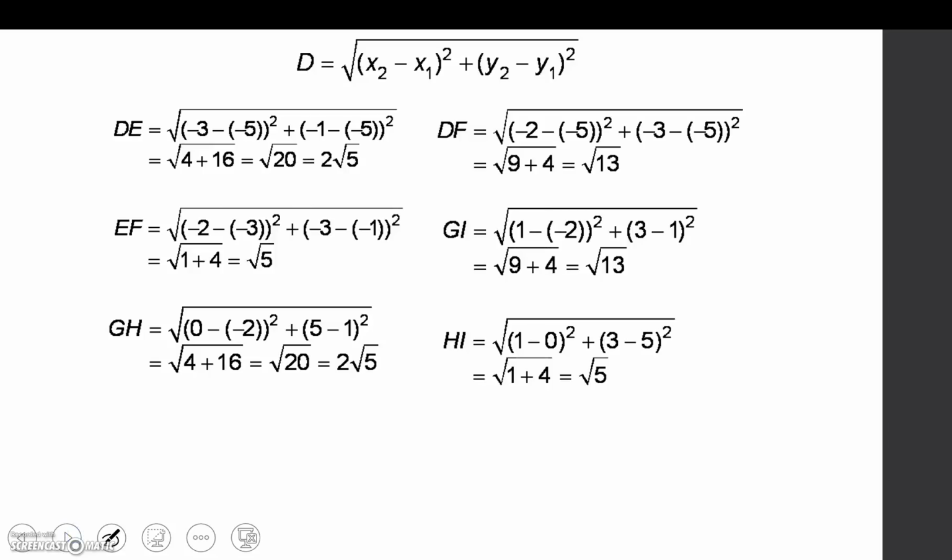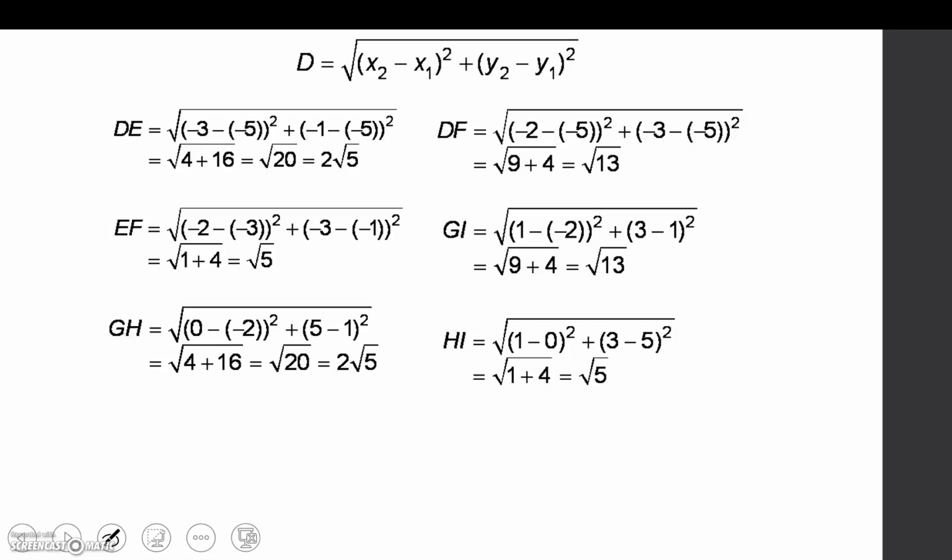So just to recall, the distance formula is the square root, and then you subtract the x's, square them, subtract the y's and square them, and add the two numbers together, take the square root. And so this is just a very quick version of what we would actually be doing. We would go through and substitute the values in for D, E, F, G, H, I, and actually find out what their values are.